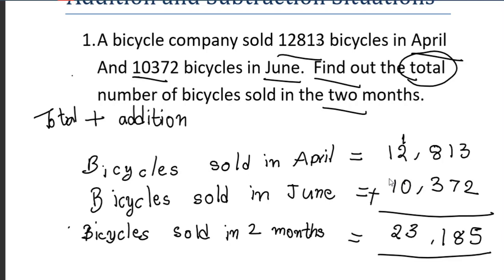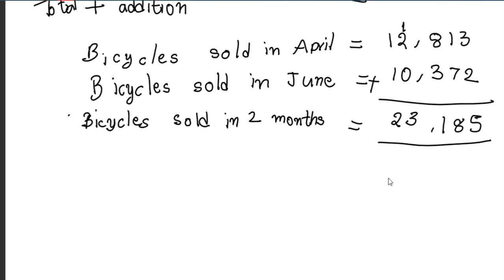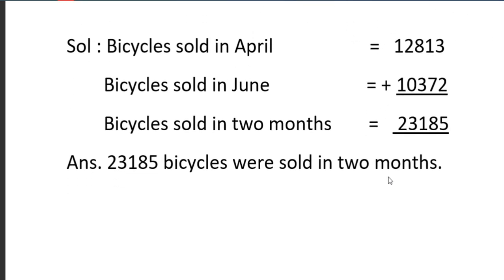Okay children, do you understand? So copy the sum children. This is the solution. Pause the video here, copy the solution. Okay children, bicycles sold in April 12,813, bicycles sold in June 10,372, bicycles sold in 2 months. If you add these two numbers, you get 23,185. So 23,185 bicycles were sold in 2 months. Okay children, let's move to the next sum.